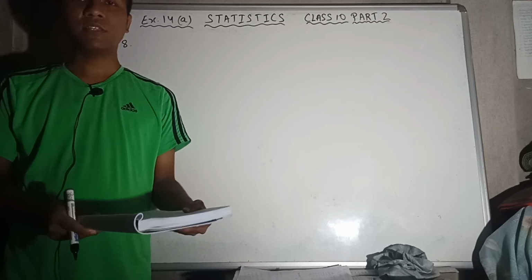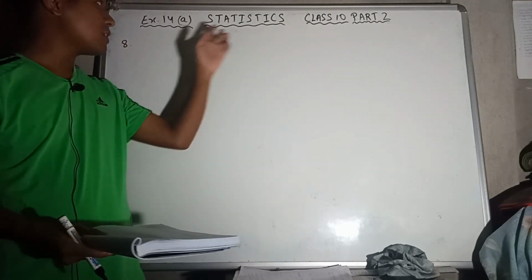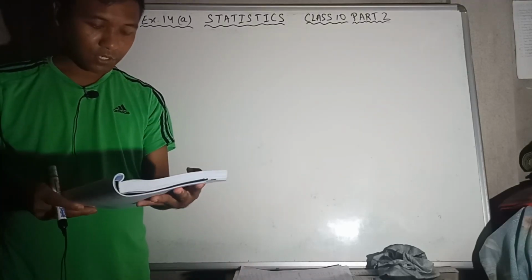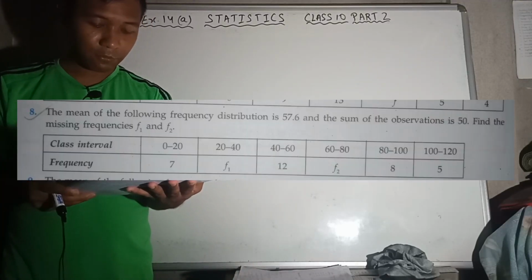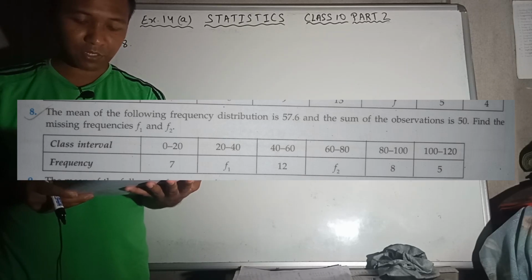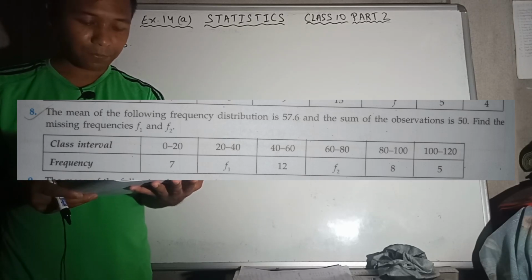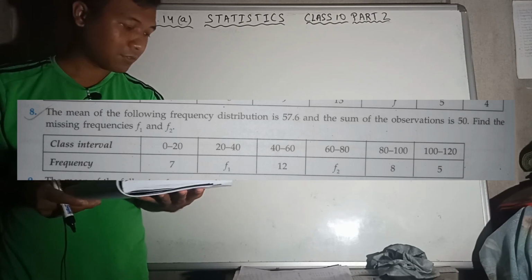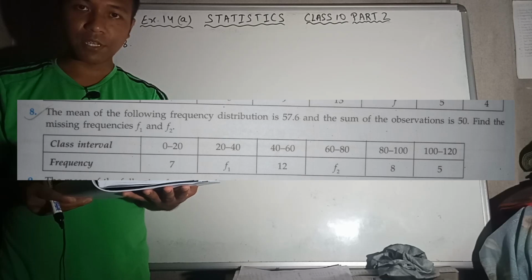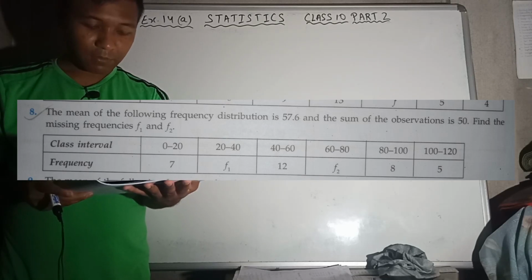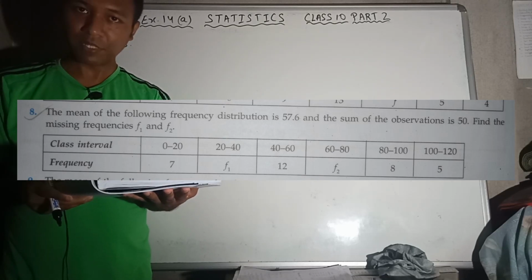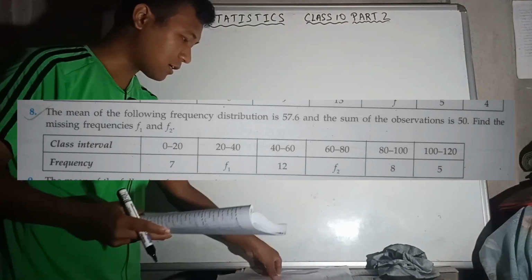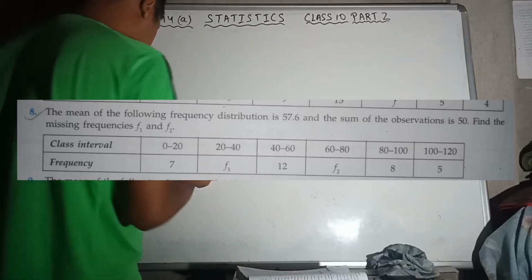In this continuing video of the tutorial, Exercise 14A, Statistics, Class 10, our question number 8: The mean of the following frequency distribution is 57.6 and the sum of the observations is 50. The mean is 57.6 and the sum of the observations, meaning the total frequency, is 50. Find the missing frequencies f1 and f2. That is, we have to find the missing frequencies f1 and f2. Let me upload the tabulation again.